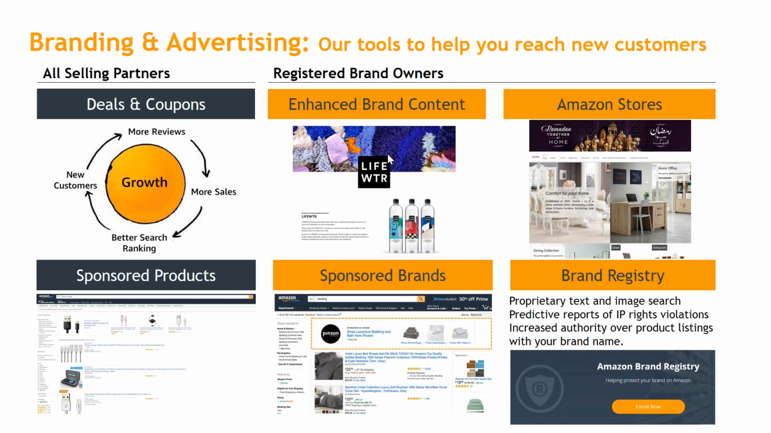So what are the tools that are available for all the selling partners, and what are the ones that are available only for the brand owners? The tools that are available for all the selling partners, we have the deals and coupons, and we have the sponsored products. Deals, of course, we have 3 different types of deals.